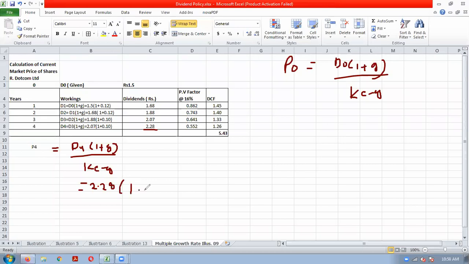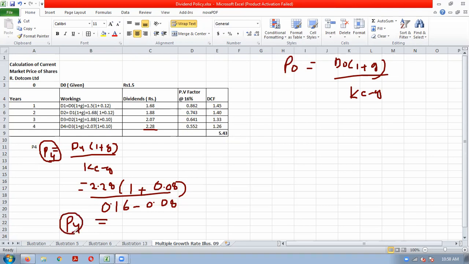And the growth rate is now stabilizing continuously. It will be perpetual. It will be 8 percent. So we will use that growth rate. KE is 16 percent minus 0.08. So you will solve this equation, you will get P4. So this is how you have to find out P4, that is, the price of the share in fourth year. Solve this equation, we will get the price of the share in fourth year.